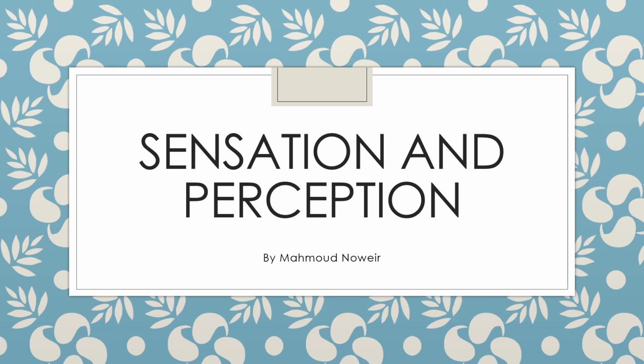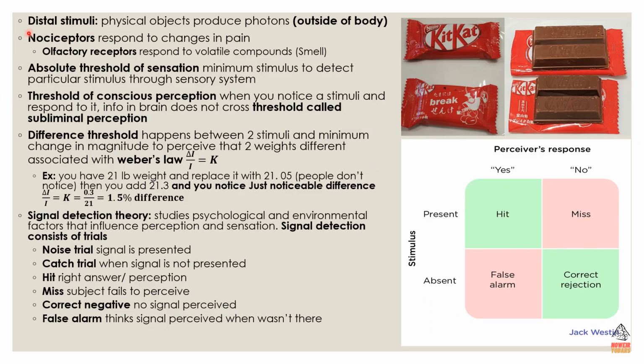So we're going to start with distal stimuli. Distal stimuli means that physical objects can produce photons. These are objects outside of the body, where light reflects on them and they produce photons, and that's how you can see stimuli from far away or from close by.